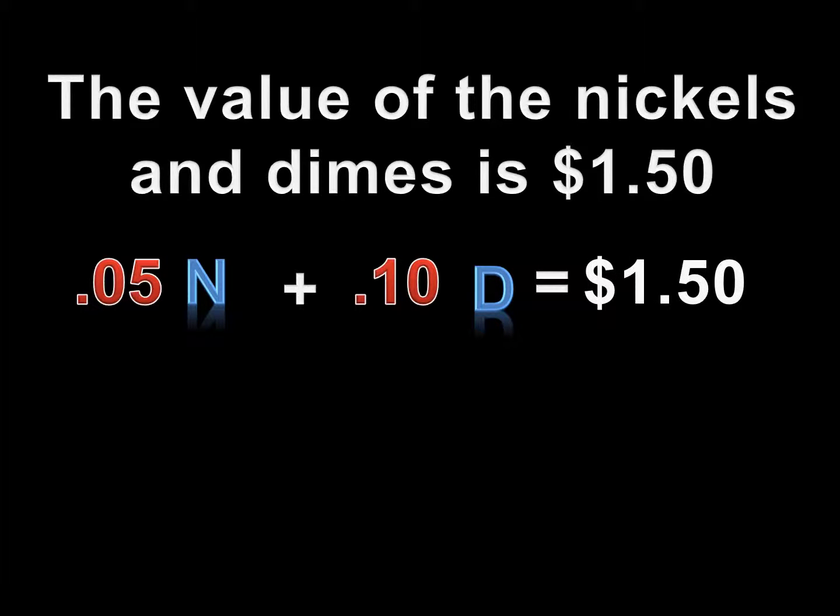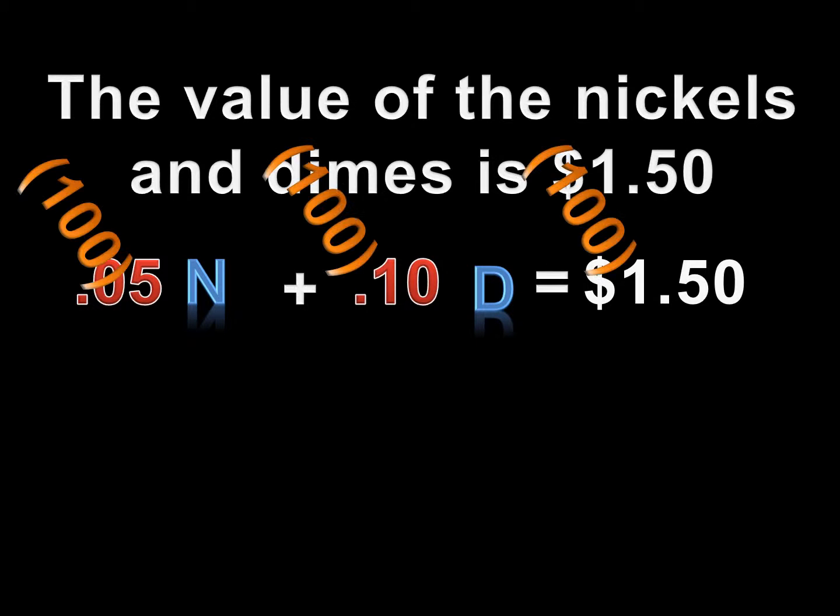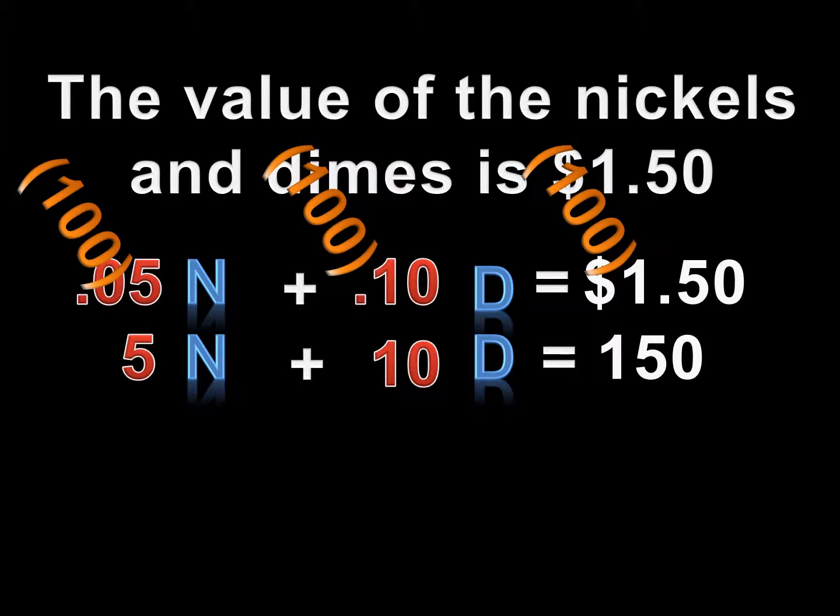Trust me, you're going to want to remove the decimals from this equation. Yes, you can trust me. I'm not your girlfriend. We multiply each decimal number by 100. This produces 5N plus 10D, which equals 150.